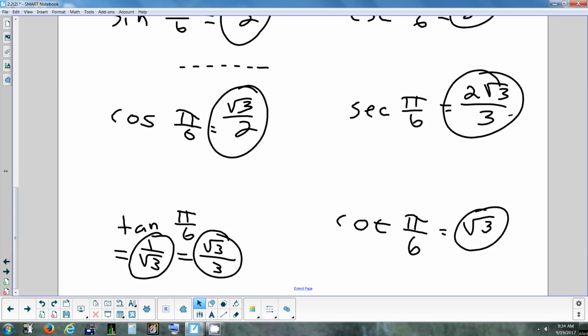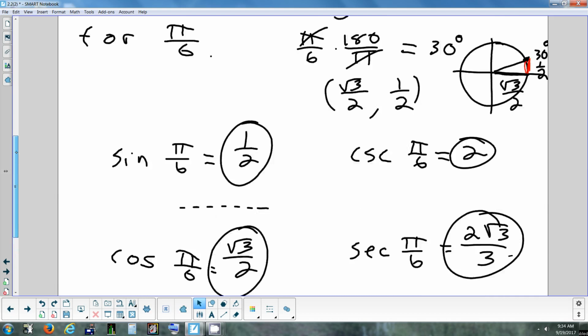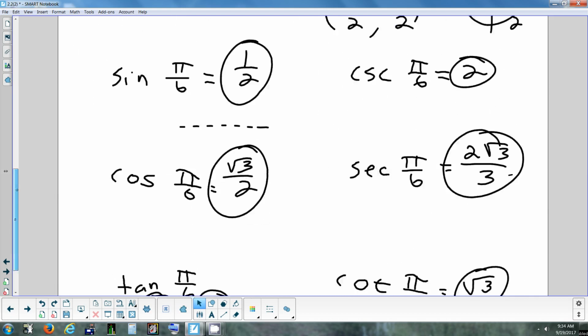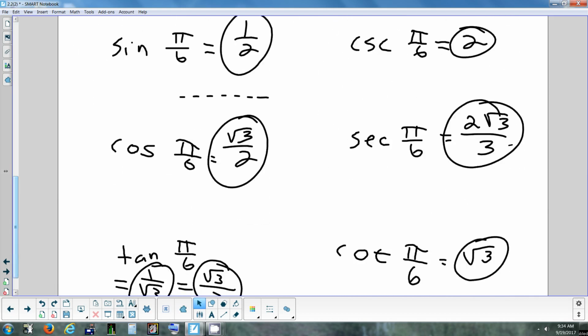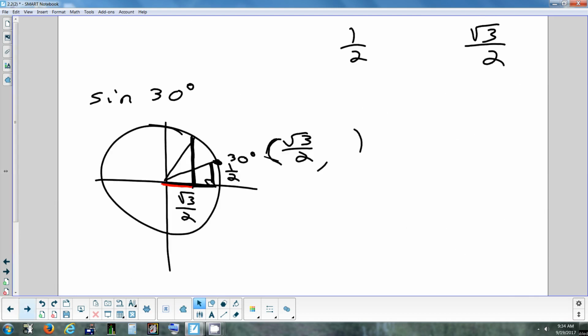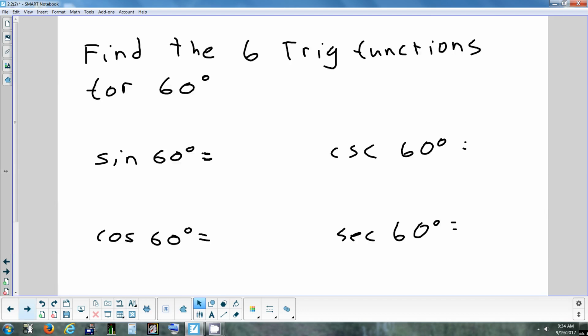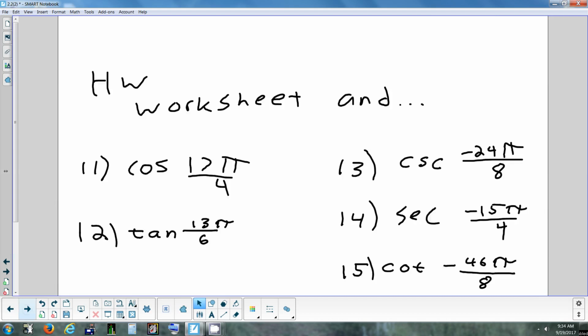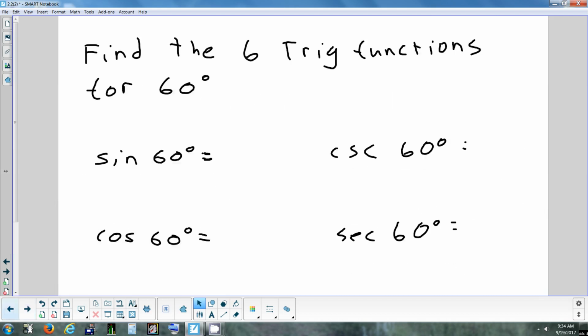Okay. Any questions on that one? So it's your 6 trig functions for pi over 6 or 30 degrees. All right, why don't you guys try that one. Find the 6 trig functions for 60. So we'll go over that, and then that'll be our last one.